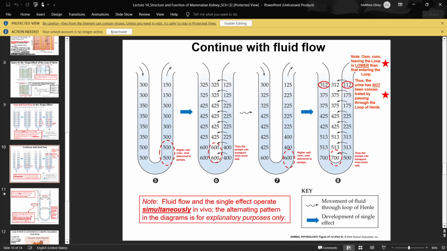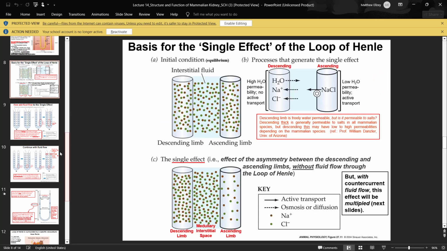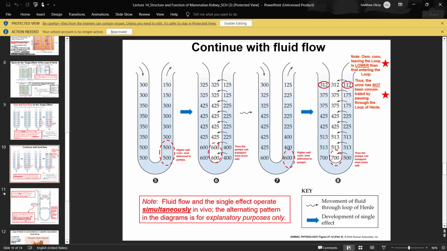We should note that the fluid flow and the single effect operate simultaneously in vivo. The single effect is just a description of what happens in initial conditions without fluid flow, but in vivo this would never happen. Fluid flow and single effect are always going to operate simultaneously, and the alternating pattern in the diagrams is for explanatory purposes only. And note again that the osmotic concentration leaving the loop is lower than entering the loop. It's actually lower osmolarity leaving the loop than entering.